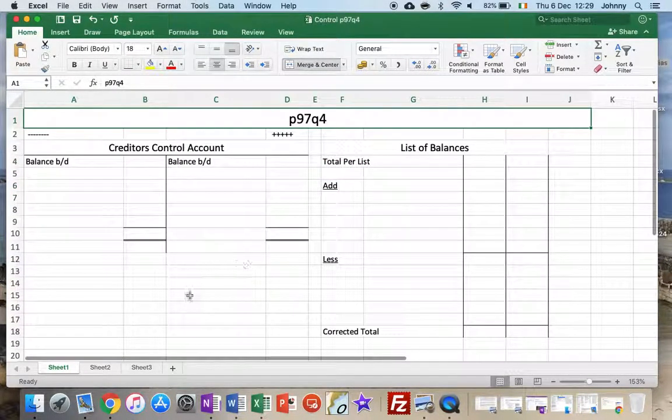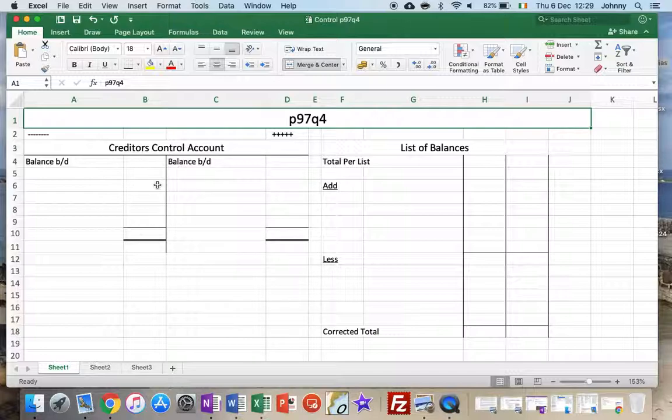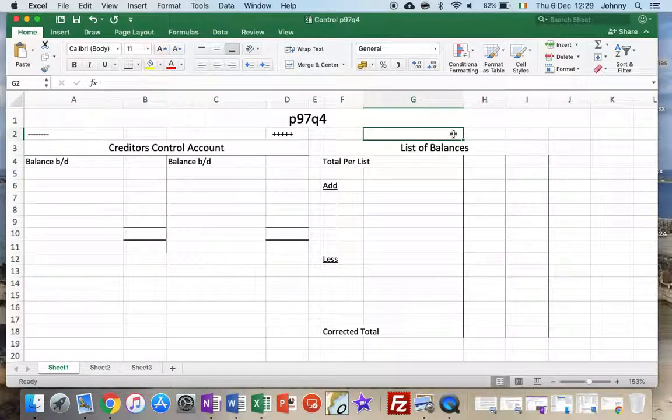Okay, we're looking at control accounts now. So this is page 97, question 4 that I have open. We've got two documents we're looking at. We've got the creditors control account. This question is looking at creditors control, people we owe money to, and the list of balances. The list of balances is meant to represent what happens in the personal account.